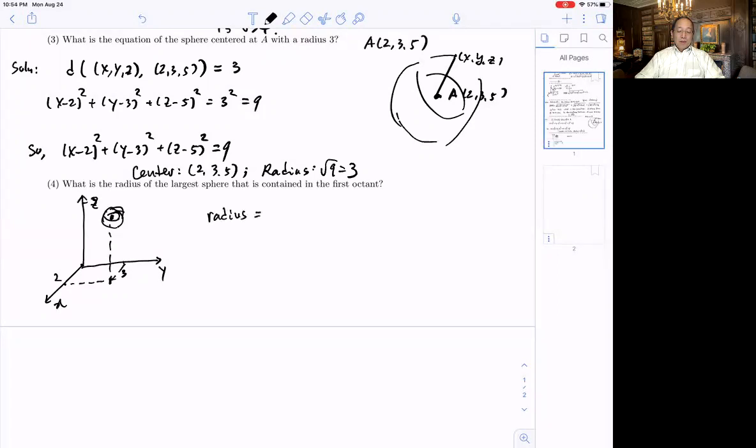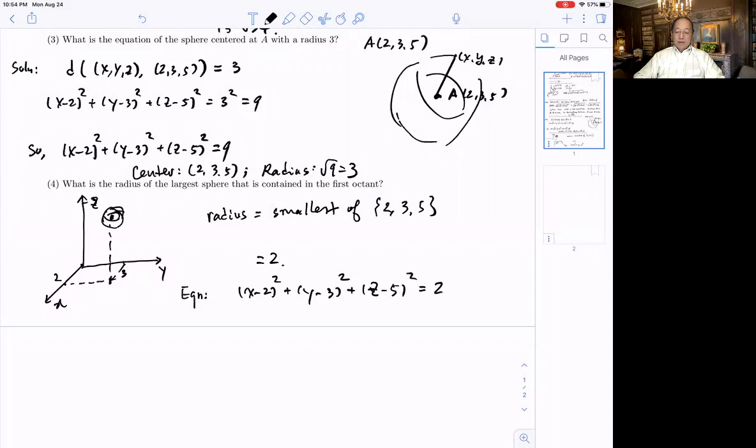So we will see that the radius has to be the smallest of these 3 numbers, 2, 3, and 5, okay? And so that's going to be equal to 2. And if you want to write down the equation, which is not required over here, but on the other hand, you can try, and that's going to be x minus 2 squared plus y minus 3 squared, still the same center, and z minus 5 squared is equal to 2 squared.